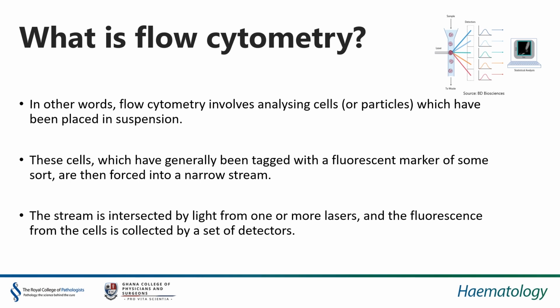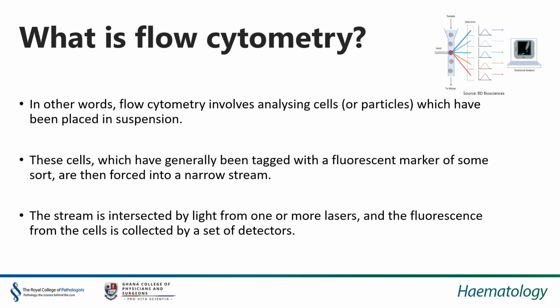These cells are in a suspension which have generally been tagged with a fluorescence dye, which are then forced into a narrow stream. Secondly, flow cytometry is extraordinarily rapid. Routine sample analysis rates can range in excess of 10,000 cells per second, even up to say 30,000 cells per second. And this is an incredible enhancement over historical methods of visually examining and counting cells.